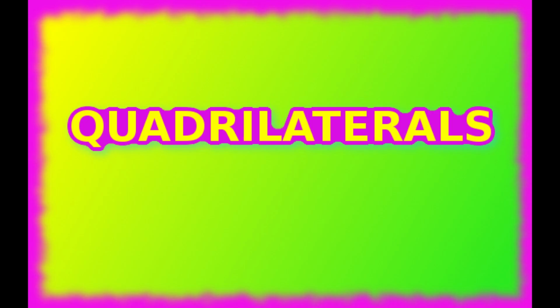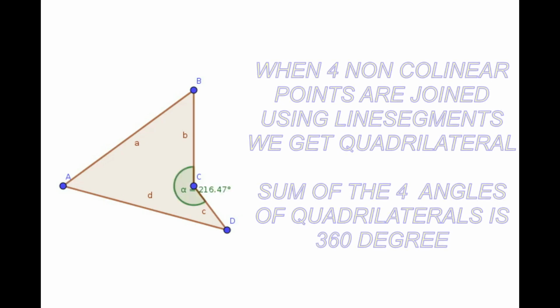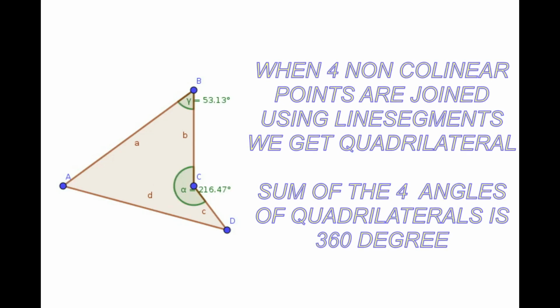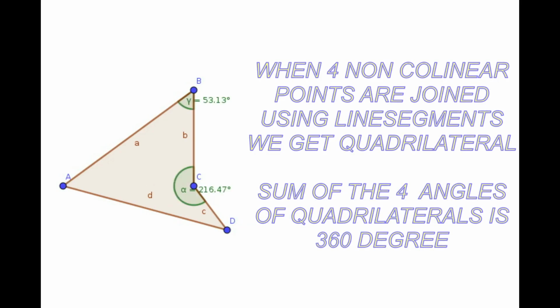Today let us know about the quadrilaterals. When four non-collinear points are joined together, we get a quadrilateral. The sum of all four angles in a quadrilateral is equal to 360 degrees.